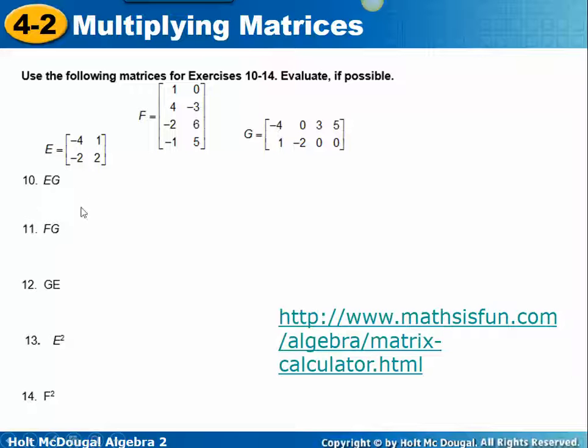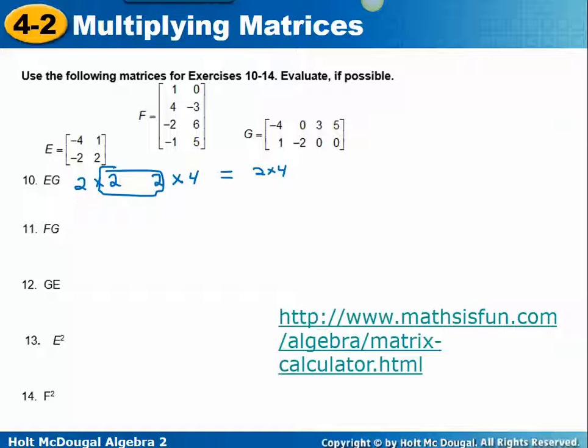All right, so let's look at a couple problems from your worksheet. Let's do number 10. Number 10 asks us to multiply E times G. First of all, we're going to check and see if it's possible. E is a 2 by 2, and G is 2 rows by 4 columns. So it is possible because these two numbers match, and our answer will be a 2 by 4 matrix.